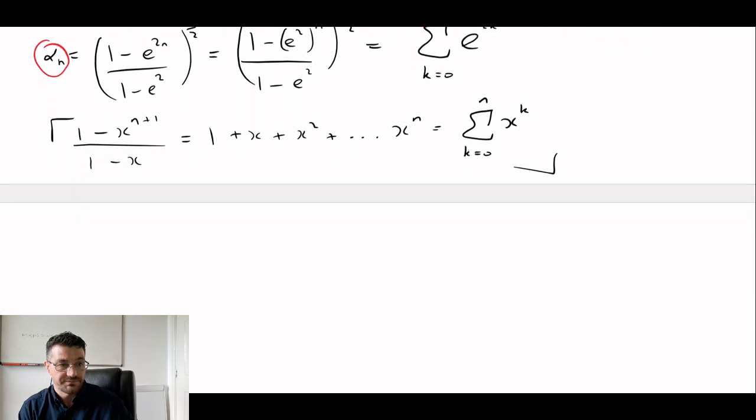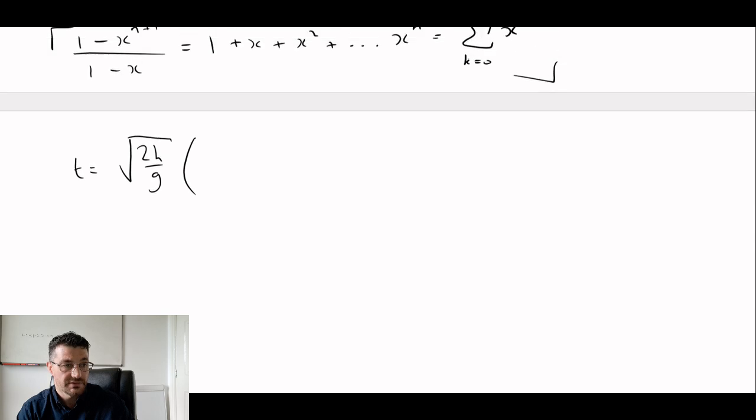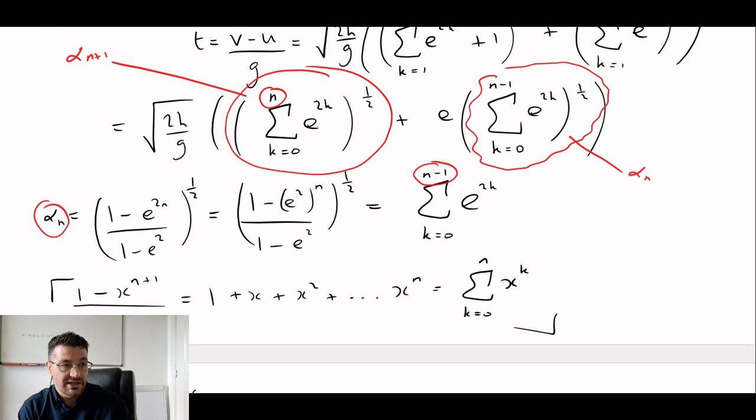So in other words, clear a bit of space. We've got t is equal to the square root of 2h over g. Now let's have a look again at what we had, just so I can remind myself. I want to get it right. So it's alpha n plus 1 plus e times alpha n.